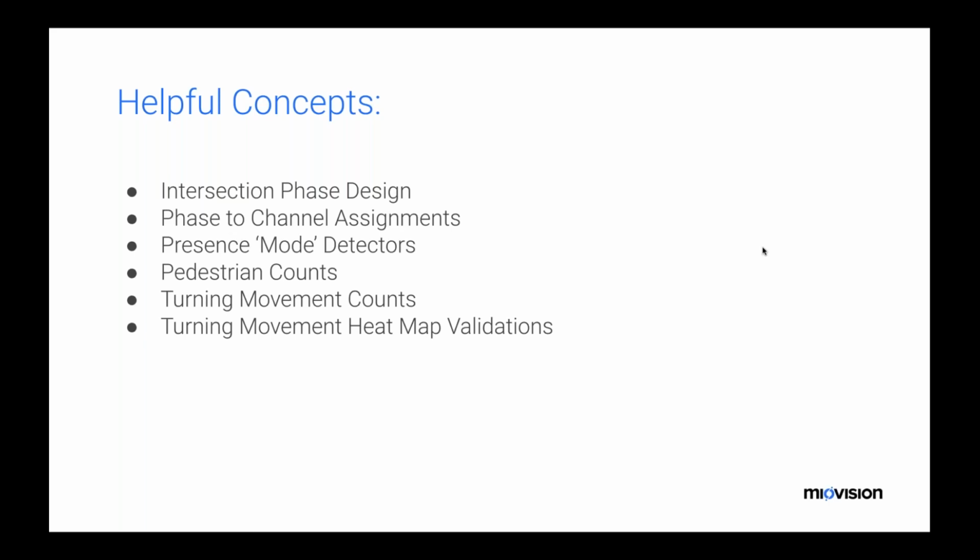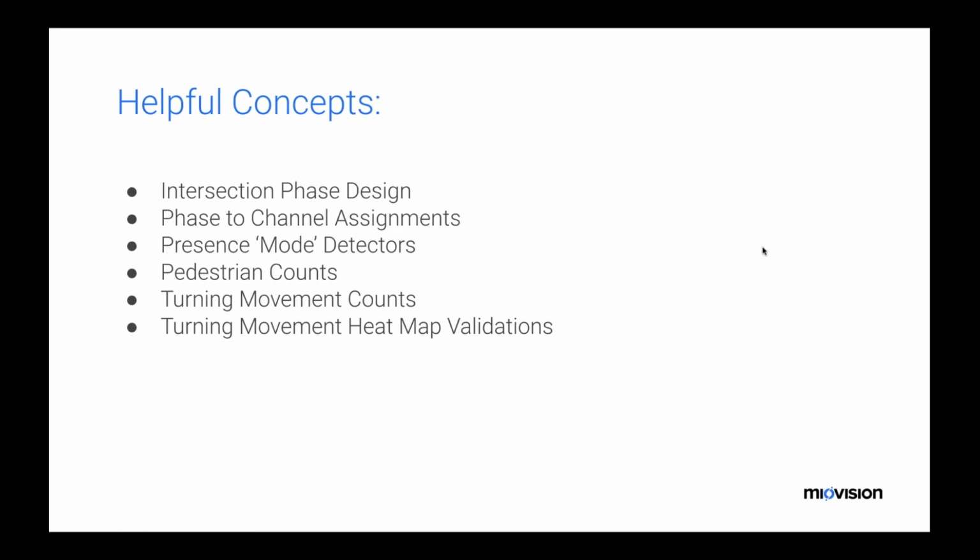So a few helpful concepts to understand going into this are intersection phase design, and that would be how intersections are commonly set up. There tends to be, I wouldn't call it a rule, but a general rule for how people like to design intersection phase diagrams. So we'll chat a little bit about that. Phase to channel assignments. So again, not a straight rule that you have to follow for assigning a channel to a phase. We're basically mapping the two together, but a good general approach that most people like to follow.